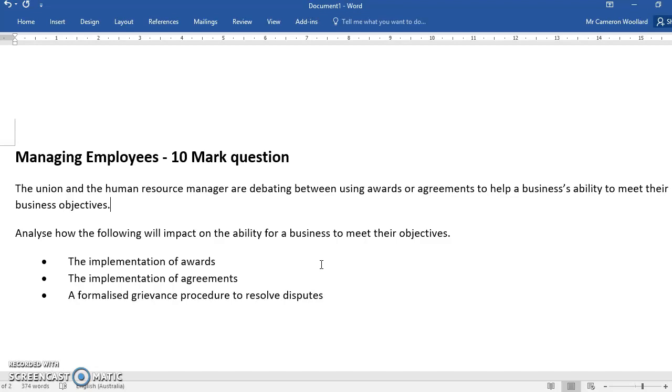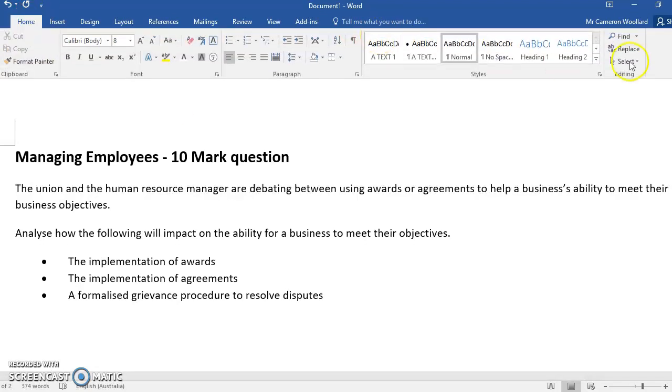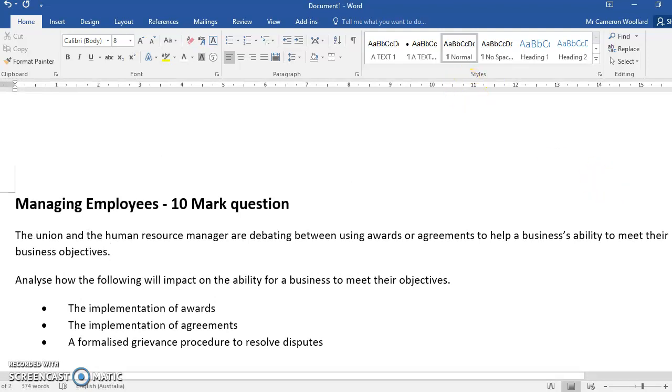So let's have a look at the key parts of this question. I'll just pull up my toolbar so you guys can see exactly, so I can do it live. Very key things that we're going to pick out here is that you've got the human resource manager as really key bits of information, awards, agreements, and what the key thing is that we want to link every single thing back to is this whole idea about objectives.